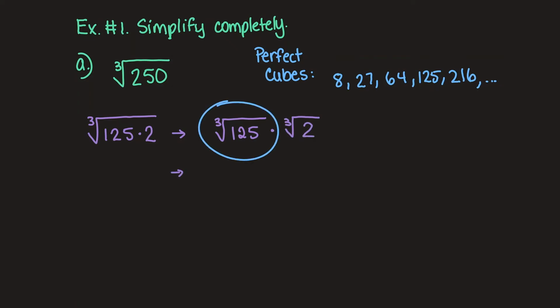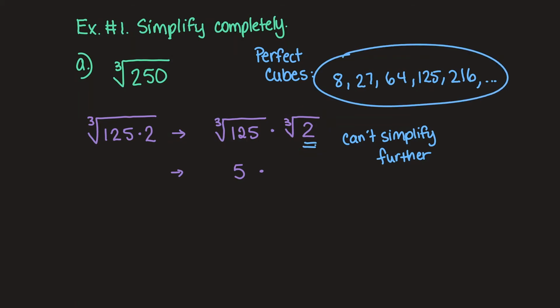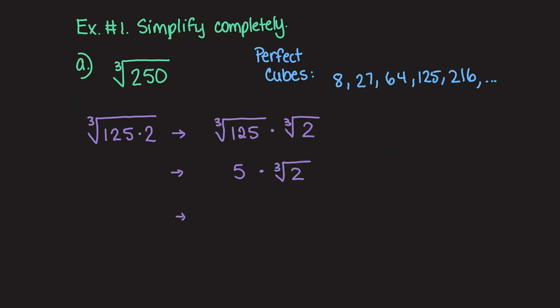And the cube root of 125 is 5, and we can't simplify the cube root of 2 any further since the radicand does not contain any factors that are perfect cubes besides 1. Therefore, the cube root of 250 simplifies to 5 times the cube root of 2.